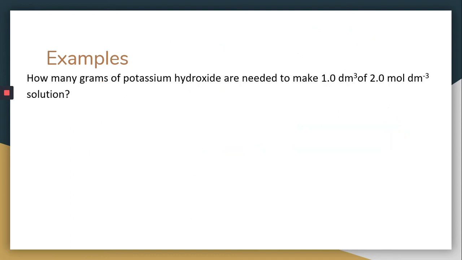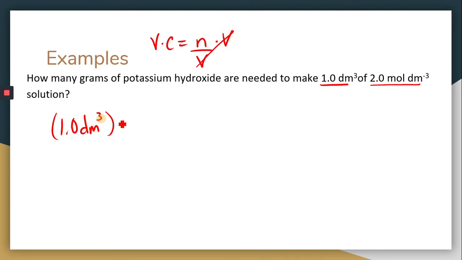So looking at another example, this time we're looking for grams of the potassium hydroxide, and we have our volume and we have our concentration. So remember, concentration is equal to n over V, so we can solve for moles and then convert it to grams. To do that, we would need to multiply by volume on both sides. So our volume times our concentration, the decimeters cubed would cancel, and we would have 2 moles, and then it's potassium hydroxide.